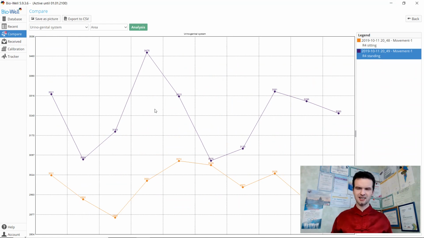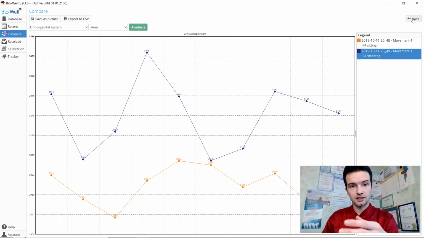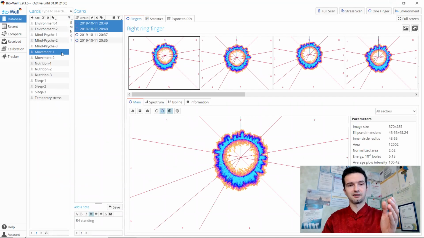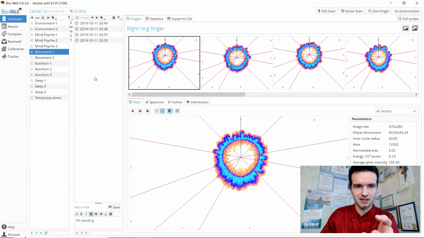Because when we're sitting, unfortunately, we're not sitting straight, we're sitting bent. And of course, this sphere where the urogenital system organs are, we're blocking it and suppressing it. That's why the emission, the energy goes down. And when we stand up, it goes up. So this is just visualization of the lifestyle, of the movement activity on our energy state. And you can easily check it yourself.